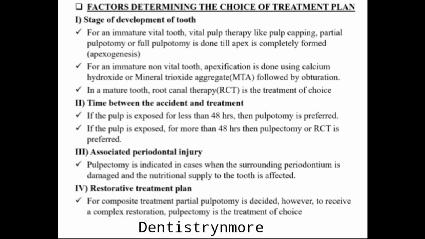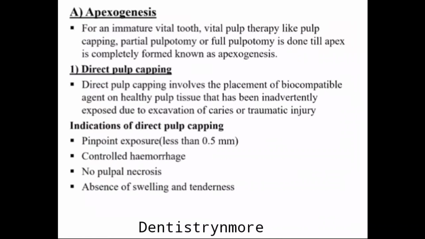Next one is associated periodontal injury. Pulpectomy is indicated in such cases where the surrounding periodontium is damaged, and the nutritional supply of the tooth is also affected there. And the last one is the restorative treatment plan. In case of a composite restoration, partial pulpotomy is decided. However, if the tooth is to receive a complex restoration, then pulpectomy is more preferred.